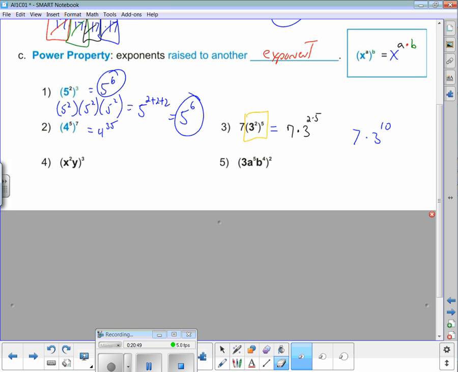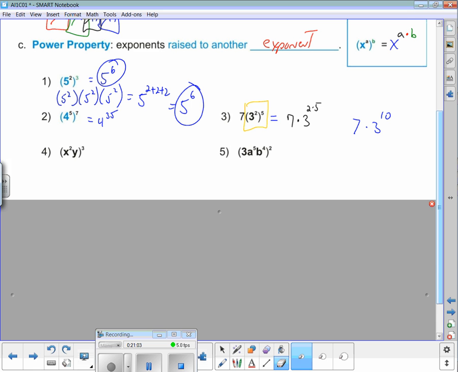If you wanted to finish this out with an actual number, remember, evaluate all exponents first. You have to do 3 to the 10th power on your calculator, multiply it times 7, you're going to get a pretty big number. This 3 to the 10th power is big. All right, take a look at 4. Question. Oh, you're fine. When you have to simplify, then you have to go all the way.